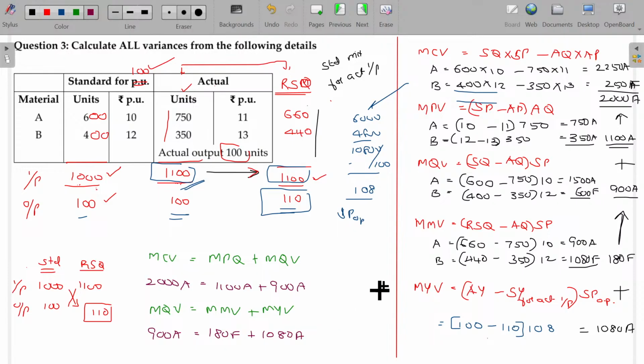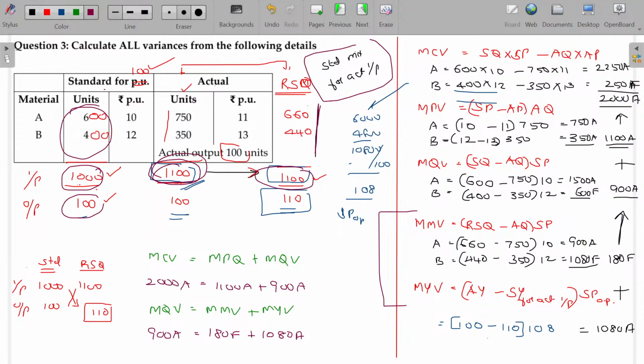Adverse. So we are going to calculate these two additional variances here. One is material mix variance, another is material yield variance. Under material mix variance, the point you have to understand here is find out the standard mix for the actual input. For that actual input, as per the standard mixture, what could be the A and what could be the B's proportion. Now the next question, for the standard input of 1100, what is the output? For the 1100 units of input, what could be the output? You have to calculate, and based on that you can find out the yield variance too. Clear? Come on, make a note of it.